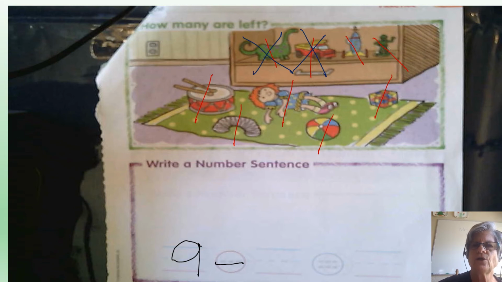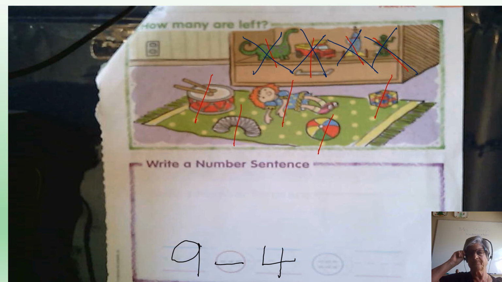2, 3, and 4. So you're going to go to the bottom of the page and you're going to write the number 4. Down, cross, and down some more. That's the way to make a 4. So please cross out those 4 toys that are on the shelf and write the number 4 down below. So far it says 9, take away 4. I'll make that equal sign.